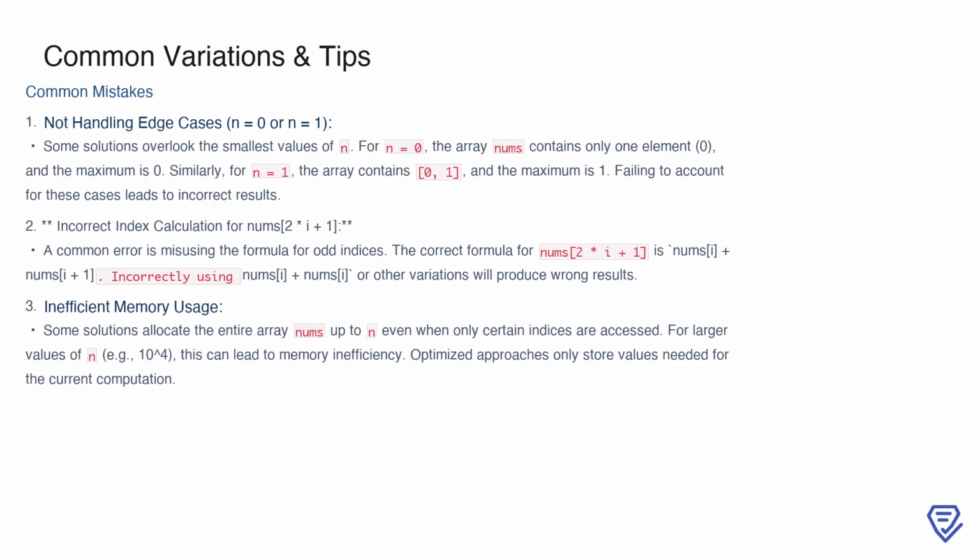Lastly, inefficient memory usage can be a problem. Some solutions unnecessarily allocate the entire nums array up to n, even when only a few indices are accessed, which can cause memory inefficiency, especially when n is large. Optimizing memory usage by storing only the values needed for the computation is crucial for efficiency.